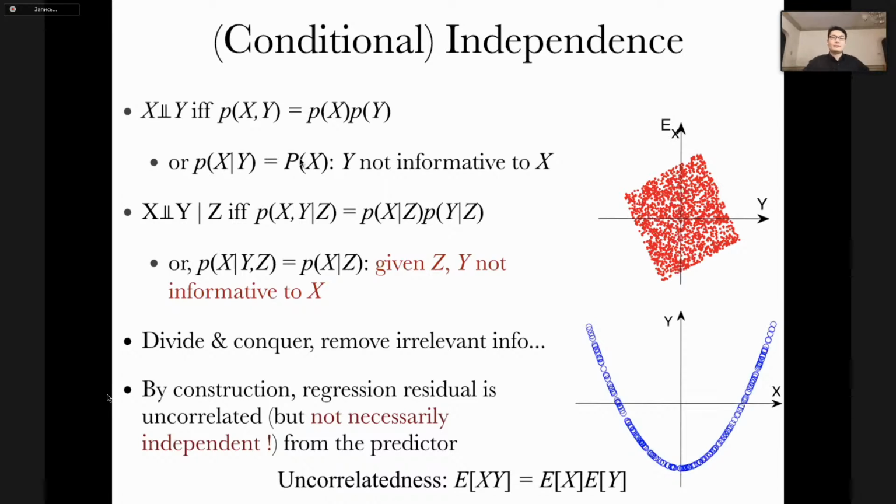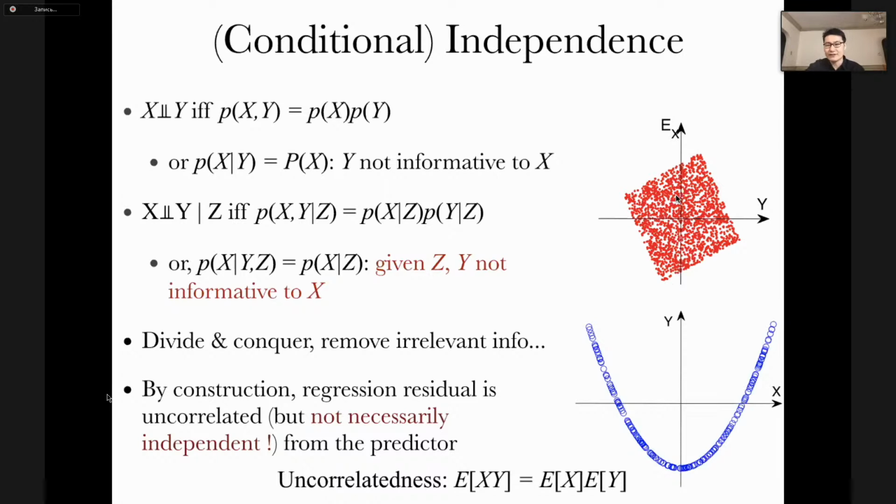So what does that mean? It means X is not relevant, or X has no information about Y, or Y has no information about X. Similarly, if X and Y are conditionally independent given Z, then we have independence between X and Y for any value of Z. Okay, this is conditional independence. So now let's have a look at the two examples.